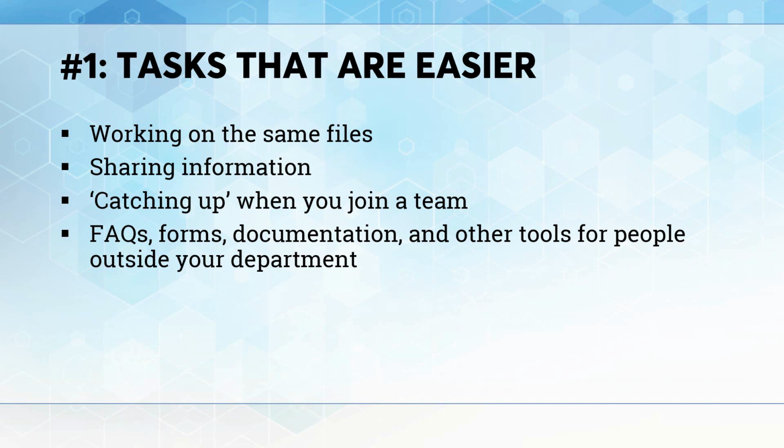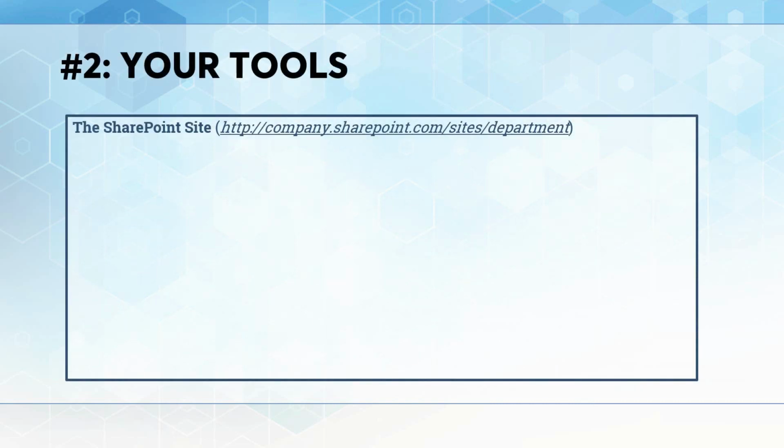Okay, so those are some tasks that you should immediately identify as low-hanging fruit. Those are things that we can immediately do. So what tools do we have at our disposal? So again, SharePoint is a tool that allows you to build websites. So your number one tool is your SharePoint site. Let's talk about your SharePoint site in the abstract here.